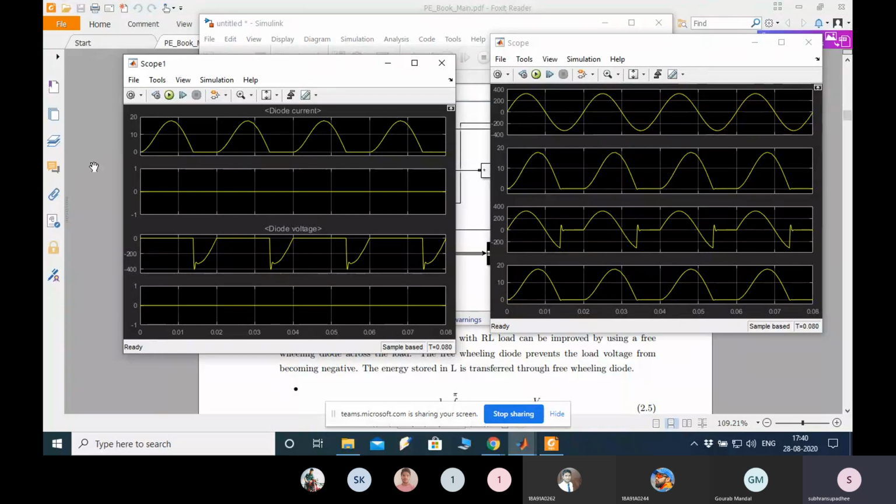And how to negate this particular negative aspect? Any idea, anyone? Negative response, how we should overcome it? It is with the help of a freewheeling diode.